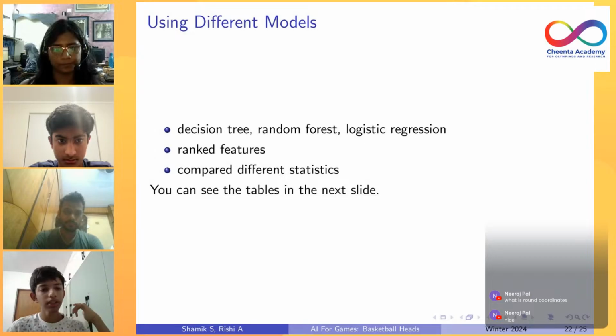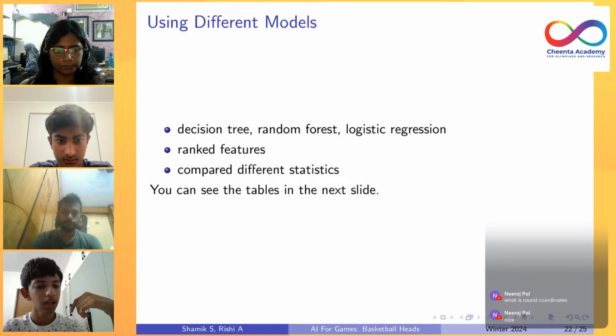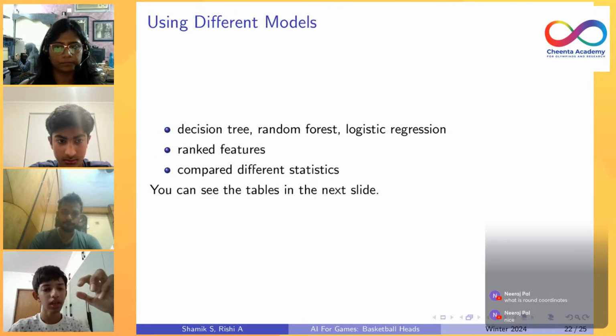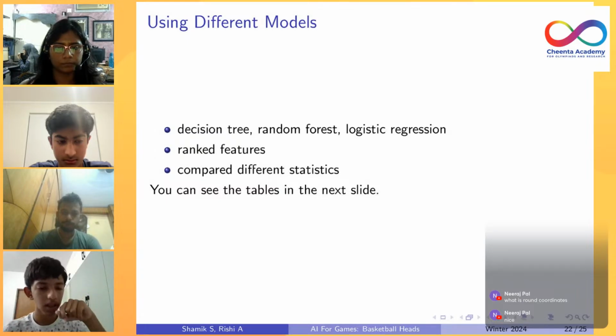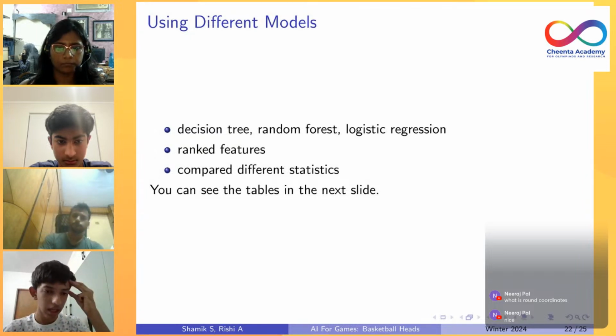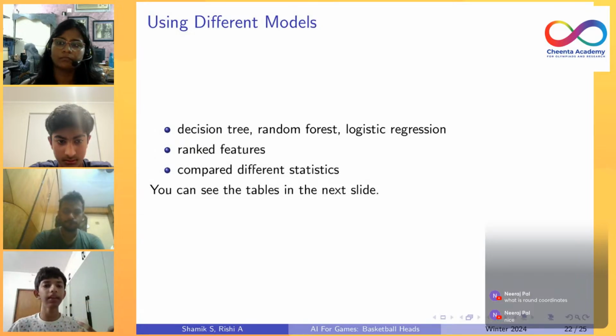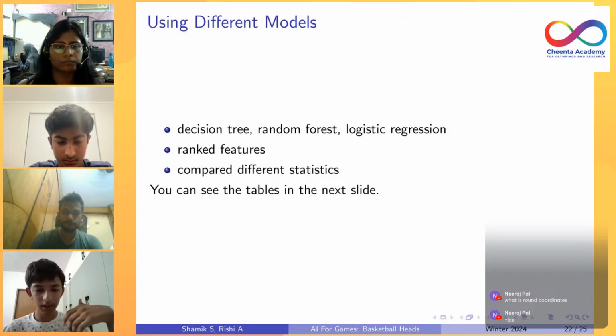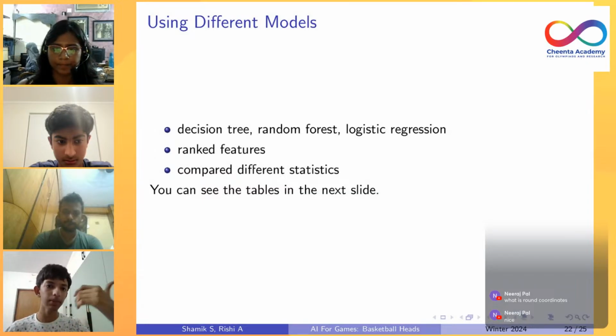Apart from decision tree models, we also used two other models called random forest and logistic regression. In each of the models, we also got to rank the importance of the features contributing to player victory, player outcome. And in the three models, we also compared different statistics. How we did this was basically we repeated the same thing multiple times, since when we do this, 20% of the data is randomly chosen as test data. So to ensure bias is minimized, we did this many times and took the average.